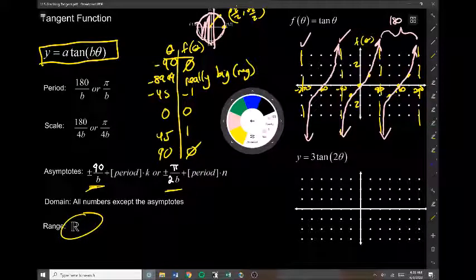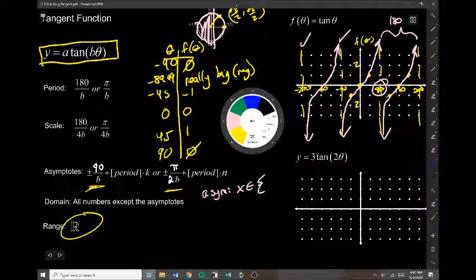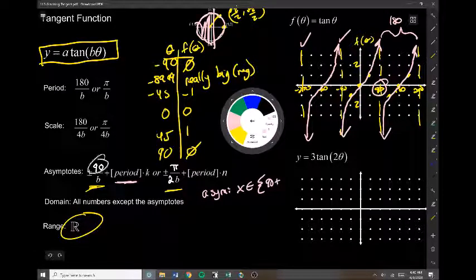So to find an asymptote, the way you do this is you first just find one. We know there's an asymptote right here at 90. So I'm going to say the asymptotes are going to be such that x is in the set of 90 plus whatever my period is, and that's what I'm saying here. It's 90 over b. In this case, b is 1. So whatever the period is times n.